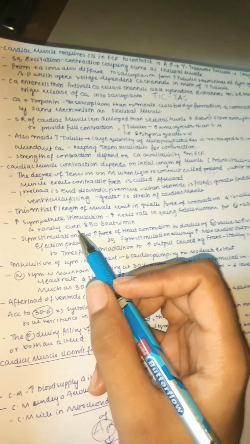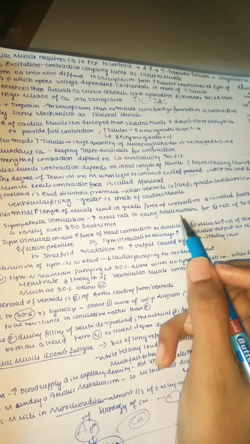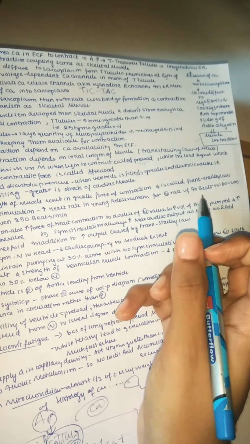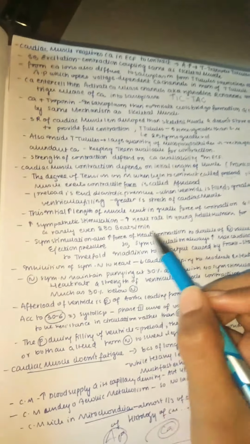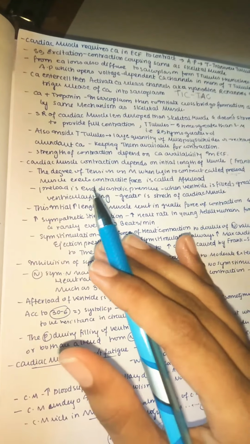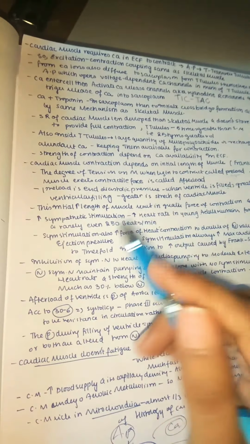Increased sympathetic stimulation increases the heart rate in a young adult human from a normal rate of 70 beats to 180 to 200 and rarely even 250 beats. How this takes place because of sympathetic stimulation, mainly the receptors and cyclic AMP are involved, we will see in our next lesson.